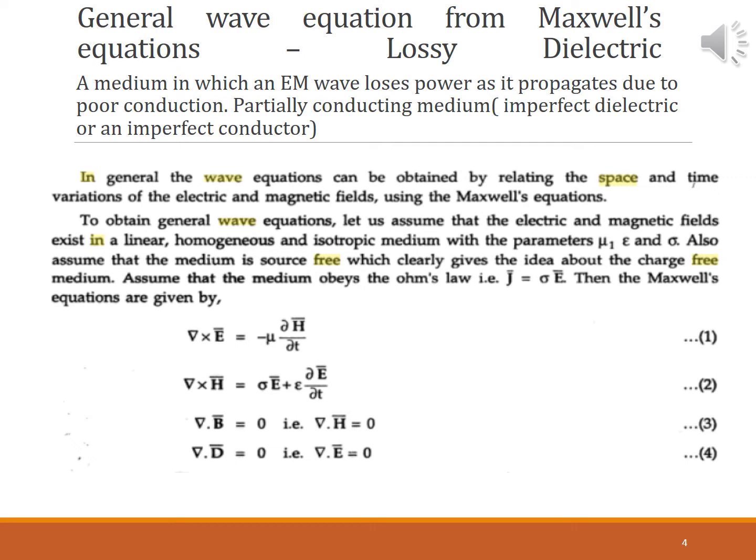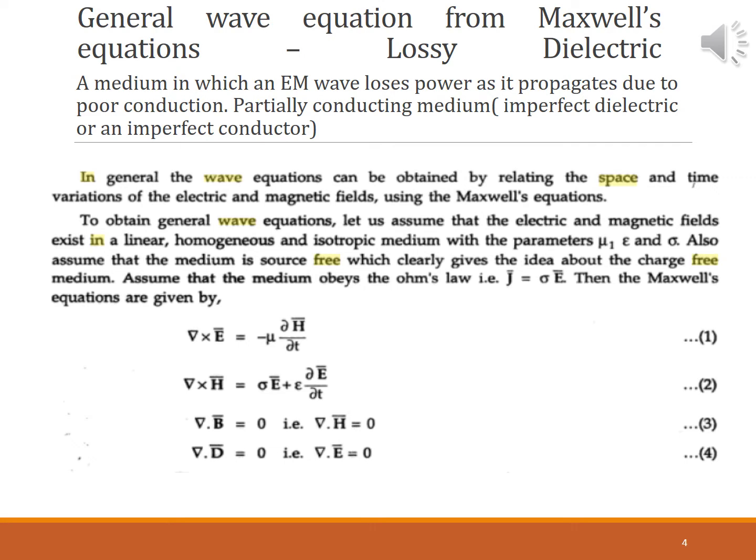So what we're going to do is derive the general wave equation from Maxwell's equations for a lossy dielectric. And once you know the expression for the lossy dielectric, with some simple substitutions, the wave equation for a lossless dielectric and free space can also be obtained. To start with, we are deriving the electromagnetic wave equation from Maxwell's equations for a lossy dielectric, which is the most general case, and all other wave equations can be derived. If you know this equation, the other wave equations can be derived easily.